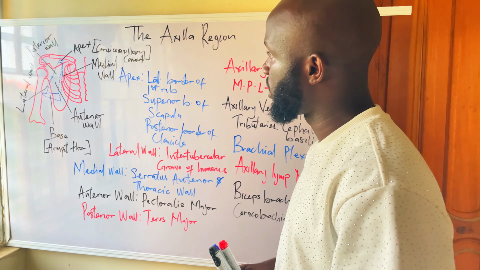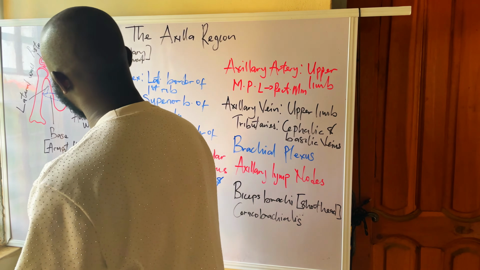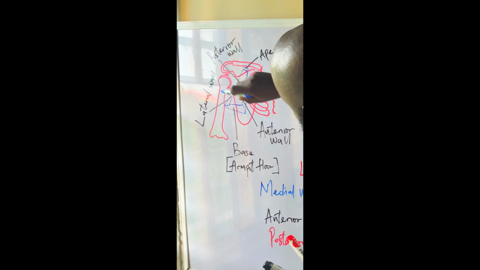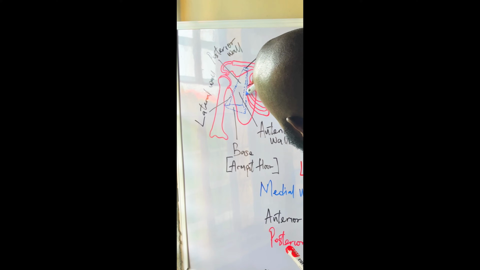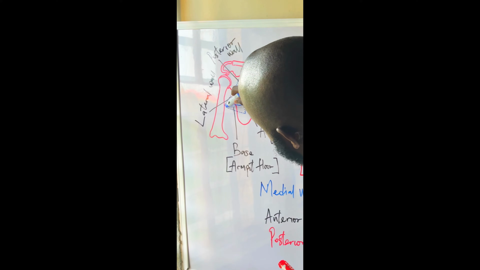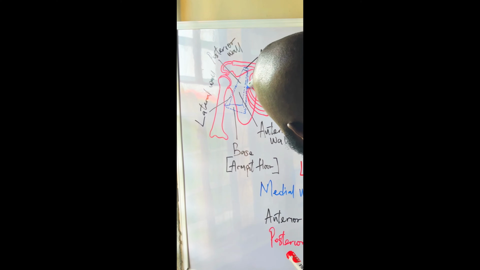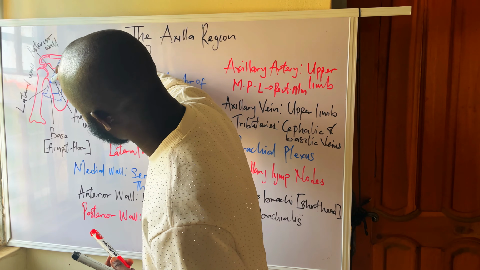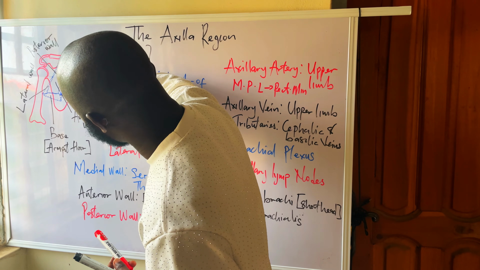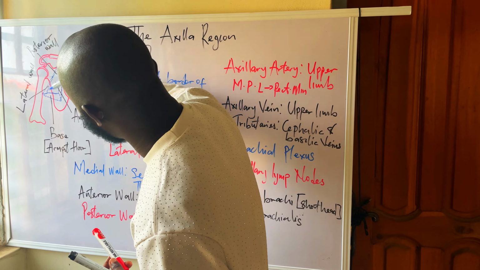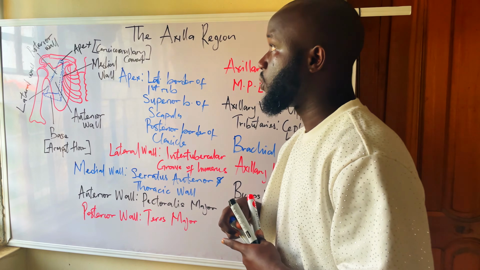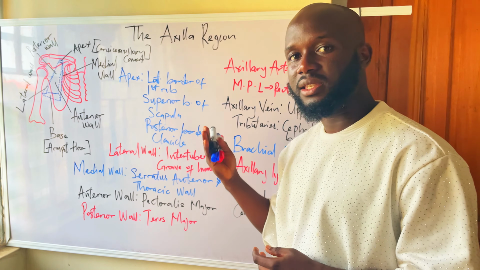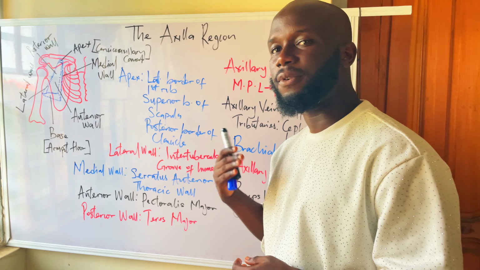So here is the diagram illustrating the axilla in blue. If you check here, this piece labeled blue, which is a pyramid, is the axilla. And from this diagram, I can also see that it is between the upper limb and the thorax. So the axilla has an apex, it has a base, and it has four walls.